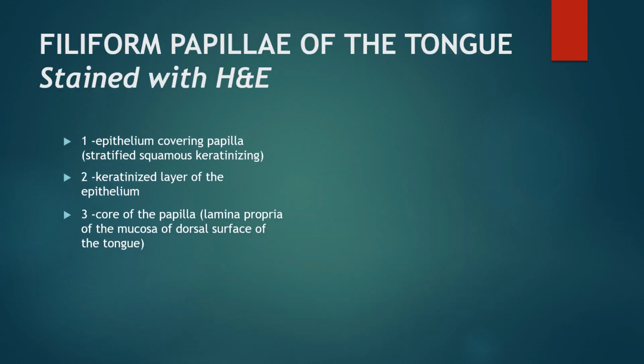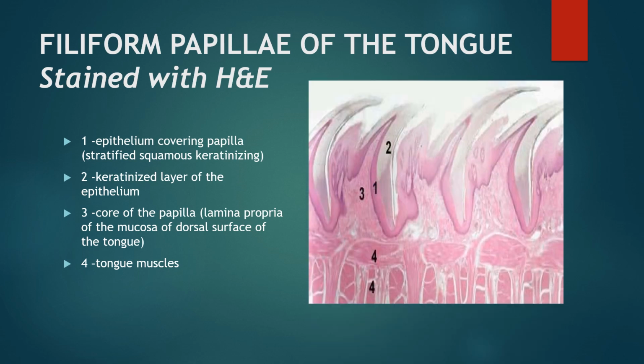This is the H&E stain section of the filiform papilla. You can see conical tips of the papilla having keratin over here, keratinized epithelium. So one is the keratin, two is showing the stratified squamous keratinized epithelium, three is the core of the papilla, and you can also appreciate the core may be branched as well in conical papillae.